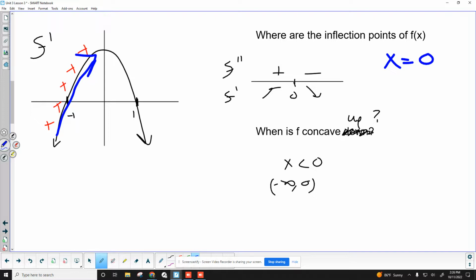Cool? Nothing crazy, right? To the left of -1, I don't care that F prime is negative. All I want is for F double prime to be positive. All right, so we feel like we got a handle on things.